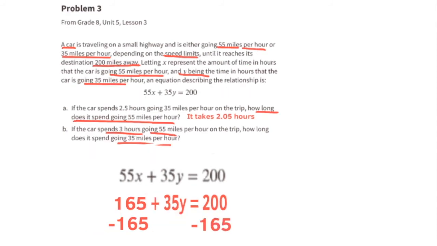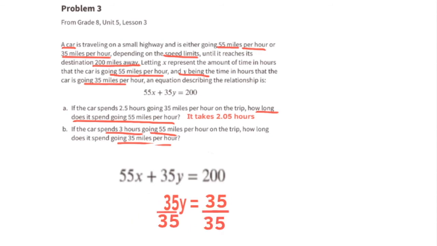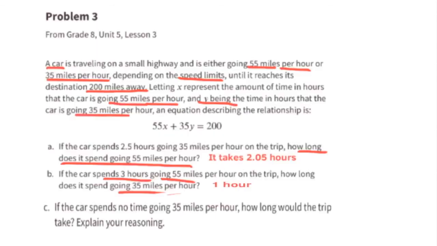Subtract 165 from both sides of the equal sign. Now the equation reads 35y equals 35. Divide both sides by 35. 35y divided by 35 equals 1y or y, and 35 divided by 35 equals 1. Y equals 1, which is equal to 1 hour. So if the car spent 3 hours going 55 miles per hour, the car would have spent 1 hour traveling 35 miles per hour.